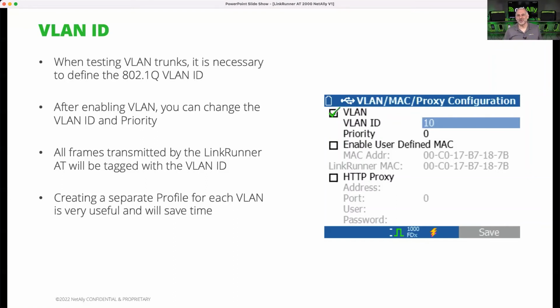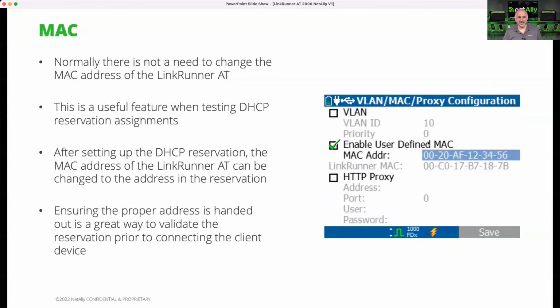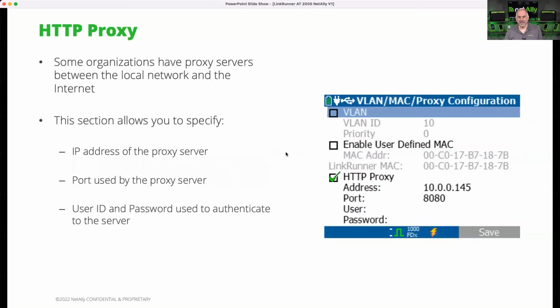Now, I could use that S word again, right? Should. That should work. But if I want to be thorough, what I can do is go out to the jack where they're going to plug that MRI machine in, configure the MAC address of the MRI machine into my LinkRunner AT, enable user-defined MAC, and ensure that I'm getting the IP address I put into that reservation. That is how I can be definitive in making sure that things are going to work properly. So, pretty handy stuff. There's our MAC screen, a great way to go in and validate that DHCP is working.